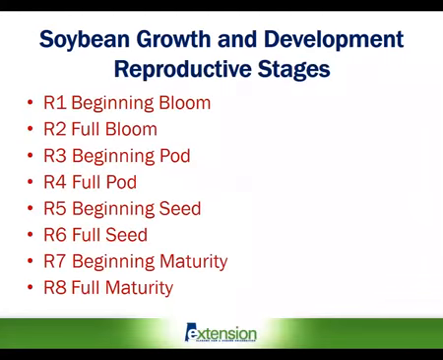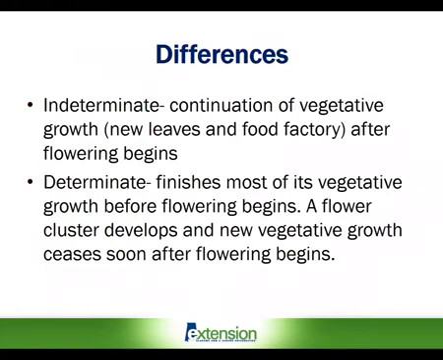The next thing we need to understand is the soybean growth and development stages, because I'm going to be mentioning these throughout the presentation. R1 is beginning bloom, R2 is full bloom, R3 is beginning pod, R4 is full pod, R5 beginning seed, R6 full seed, R7 beginning maturity, and R8 is full maturity.